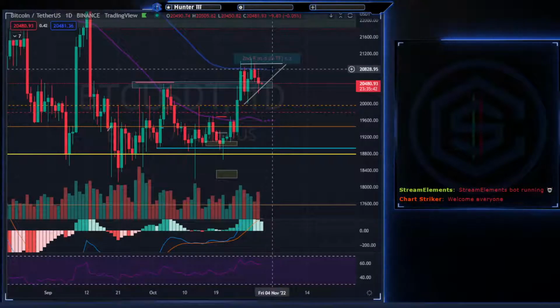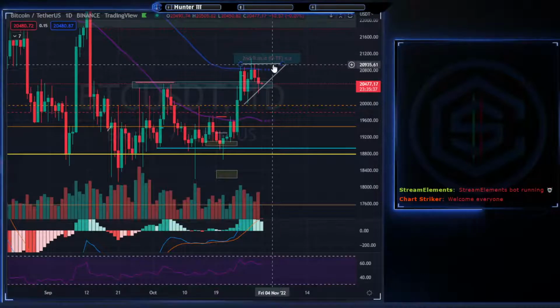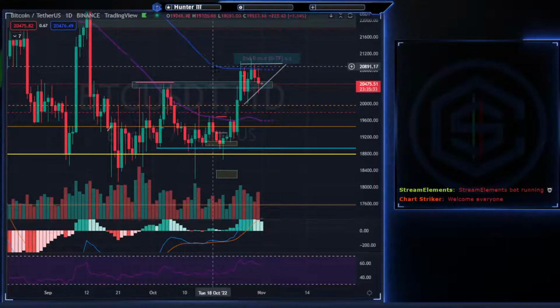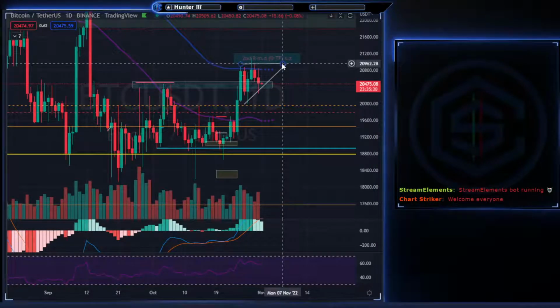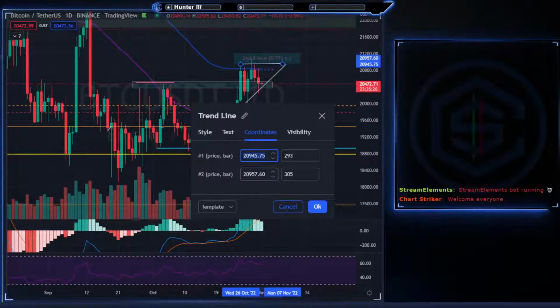We are being rejected by this, and look where it is, around 20,820, like not far from $21,000. So we have to break above this, like we have to break above this moving average, this price right here as well, which is a bit crooked. Just a minute.